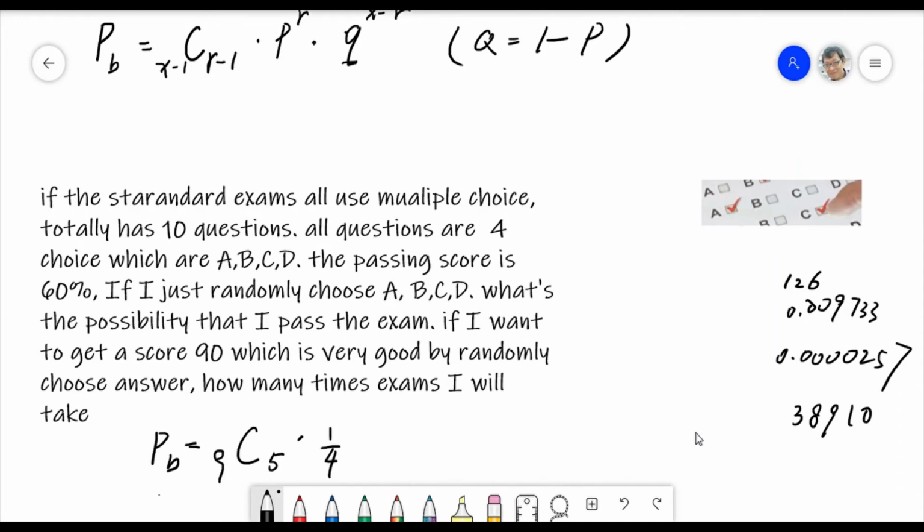This is P. And then R is what I talk about, which is 6. I want to get 6 times right, right? Then times Q. Q is 1 minus P. So it's 3 over 4. And to which power? Look at here: X minus R, X is 10. So it's 4, right?